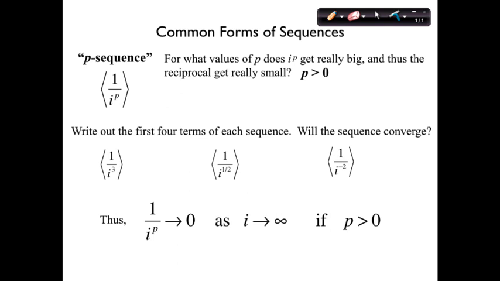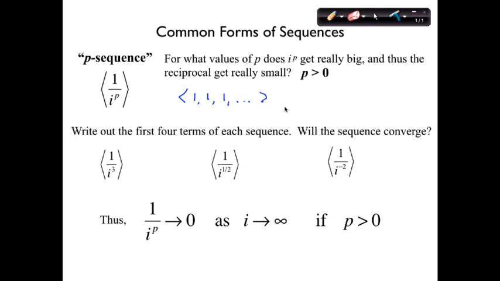If p is 0, what happens if p is 0? What do we get? For every value of I, we're going to get a sequence value. We're going to have a sequence with one element. Right, so if p equals 0, we get the sequence, what? 1, then 1.